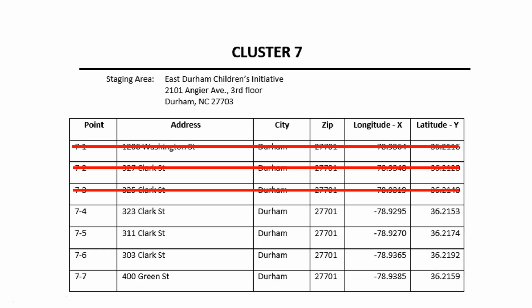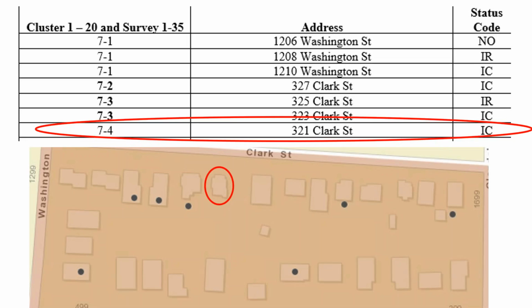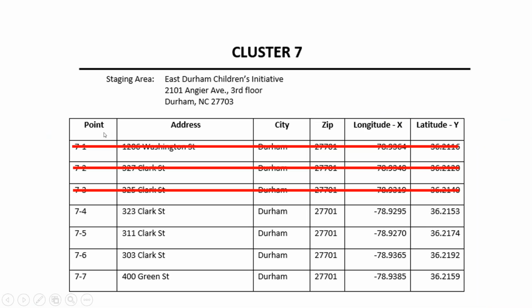So you cross that off, and now you were supposed to go to 323 Clark Street next, but you've already completed that. You already went there because that household participated as part of the 7-3 interview. So now you're just going to go to the next closest house, which happens to be 321 Clark Street, and they complete the interview. So 7-4, it doesn't matter that the address doesn't match. It matters that it was the closest house to this area. So that's completed. If that is confusing to anybody, rewind this section and listen to it again.